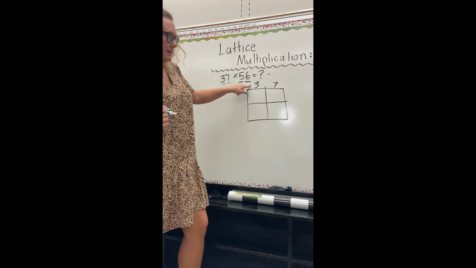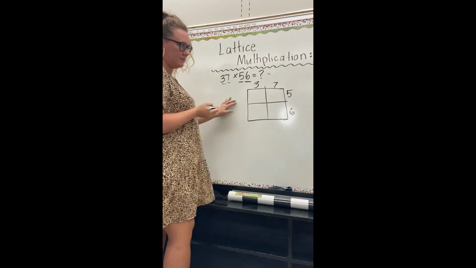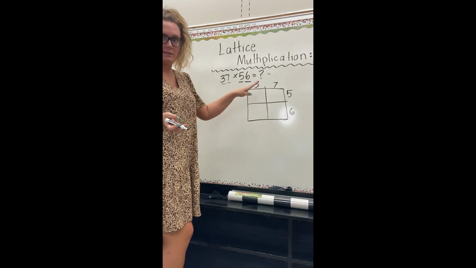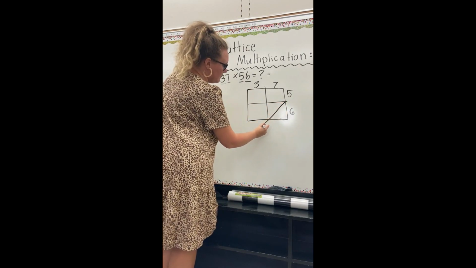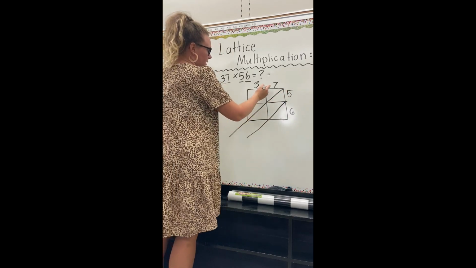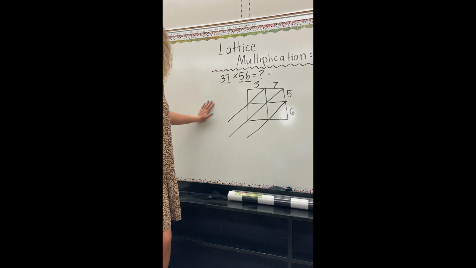Now I have 56, 5, 6, 56. And now the next step is to divide your boxes, draw your diagonals. So I'm going to draw my diagonals. Try to keep your diagonals really straight. That way you don't get all your boxes jumbled up. And now all you have to do is multiply.